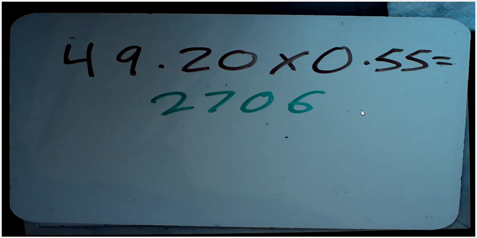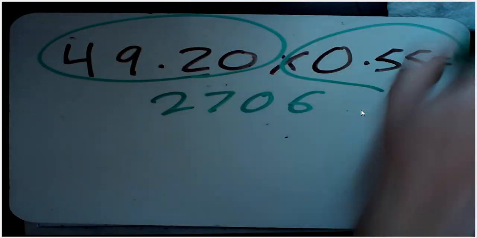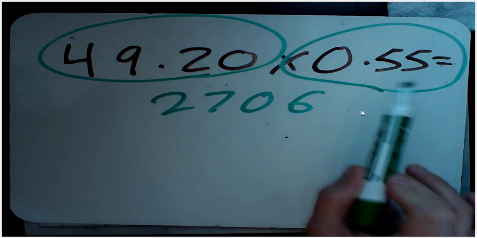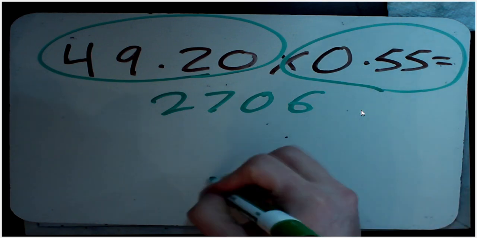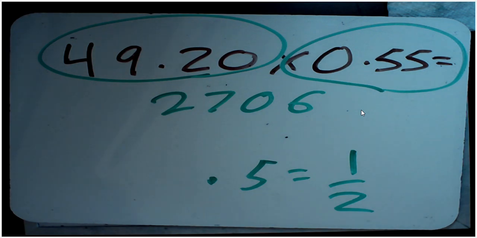So the first thing I want you to consider is your factors themselves. So I'll circle my factors and the relative size of my factors. So we have 49.2, that's close to 50. And when we have 0.55 or 55 hundredths, that's really close to 1/2, because 0.5 equals 1/2.